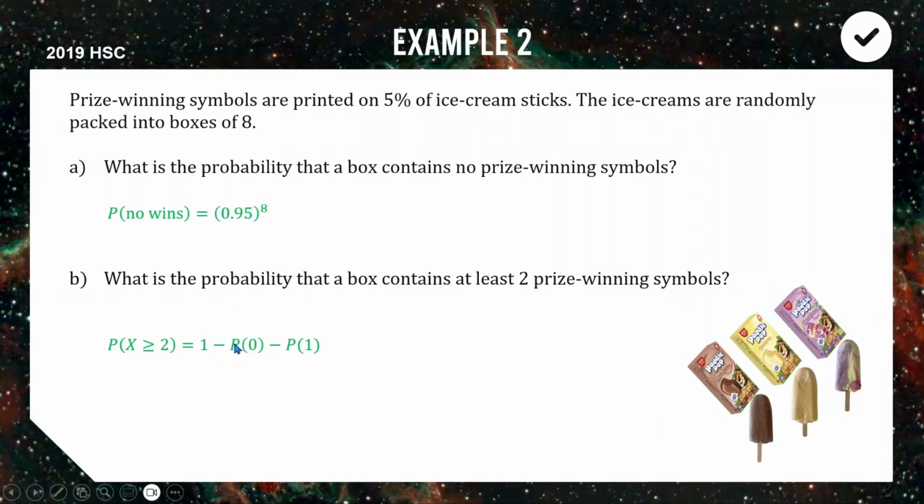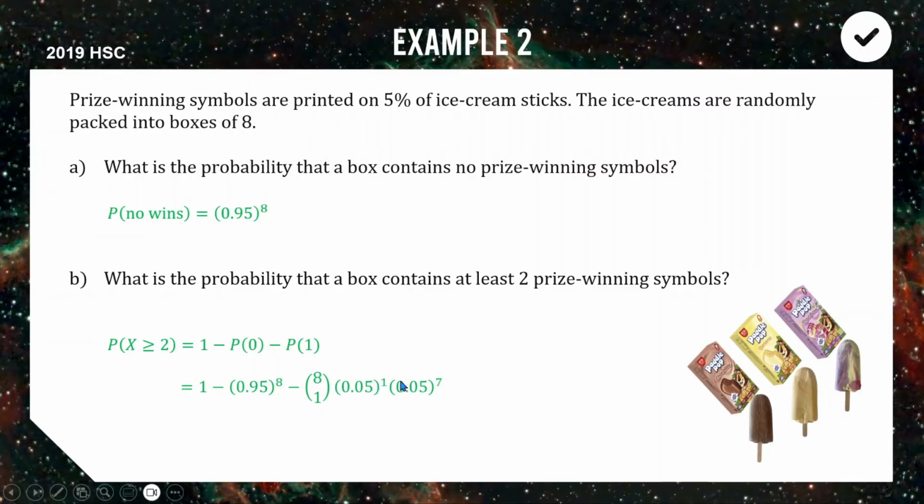All right, so the probability of no prize-winning symbols is what we've already done in part A, which was a hint as to why this is the best approach. So all we've got to do is find the probability of getting 1 prize-winning symbol. So there's our 0 from part A, no prize-winning symbols. And here's 1. We need to have a 5% chance happening once. That's our success happening once.